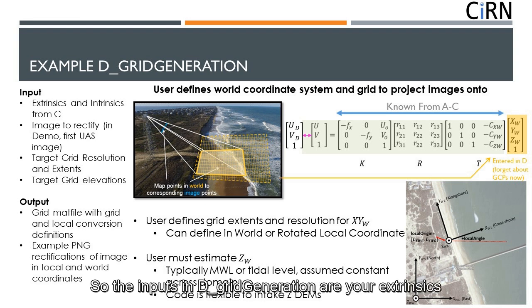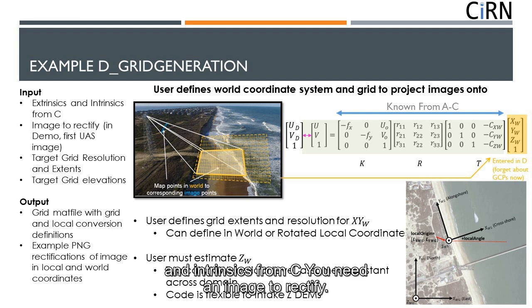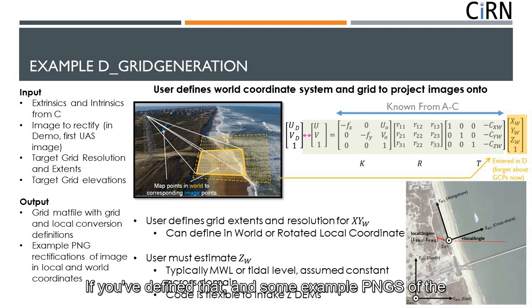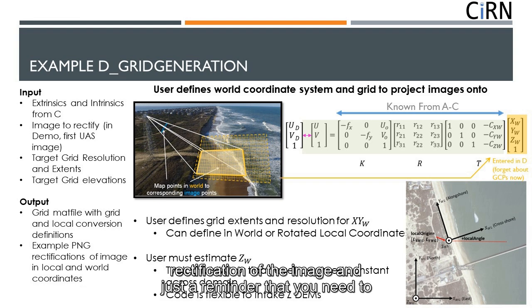All right, so the inputs in D grid generation are your extrinsics and intrinsics from C. You need an image to rectify. You need your target grid resolution and your target grid extents. So that's where we were talking about how big of a grid do you want to input and what resolution. And then you need to have your grid elevations. What you get out is a map file with both your grid in your local coordinate system and world coordinate system, if you've defined that, and some example PNGs of the rectification of the image.